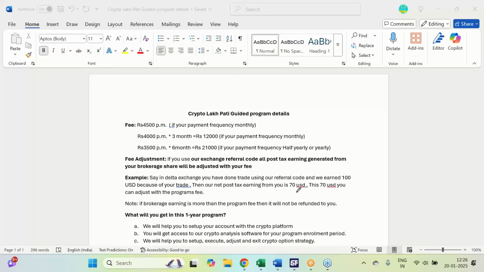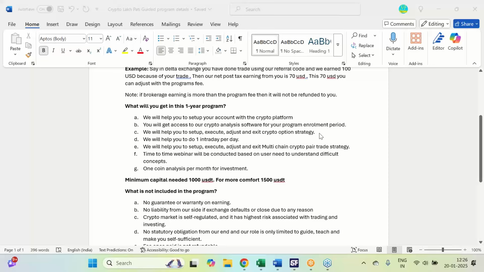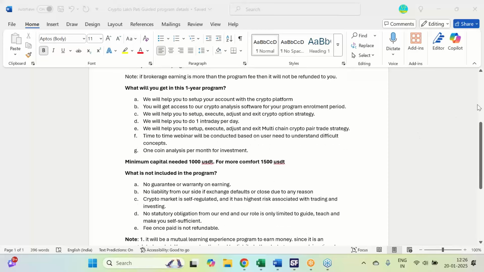Suppose we have earned 170 USD from that. So in money terms, whatever comes, you can adjust with your fee. That only you can get. So I have told you clearly what the financials involved in this particular program are.